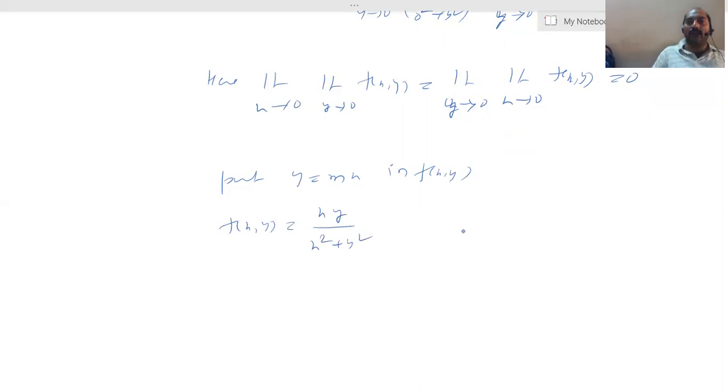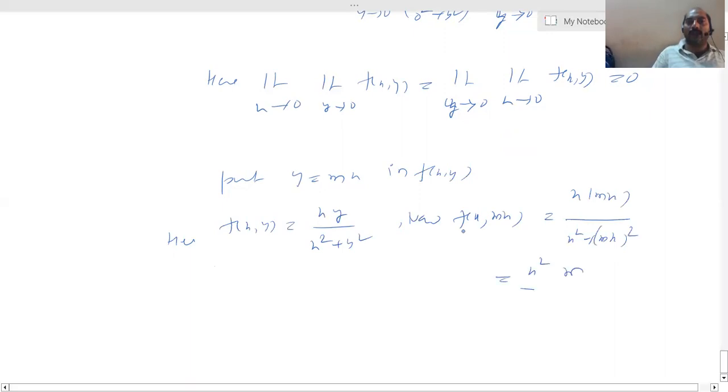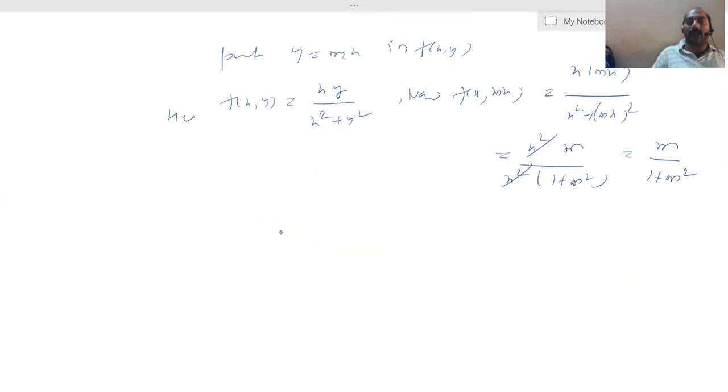Now the f of x comma y value becomes x into mx by x square plus mx whole square. In the numerator x square is common, and the denominator is x square times 1 plus m square. The x square gets cancelled. We get m by 1 plus m square. m is a variable quantity. Now our intention is to find the limit value.